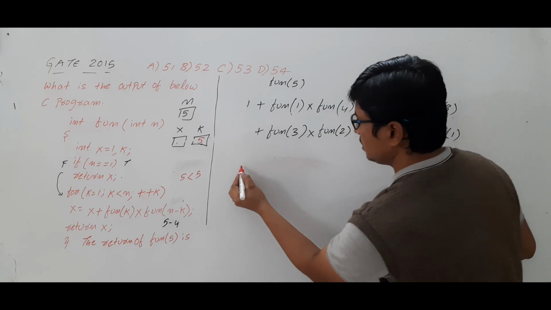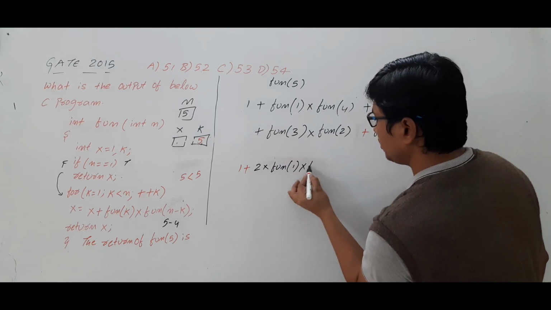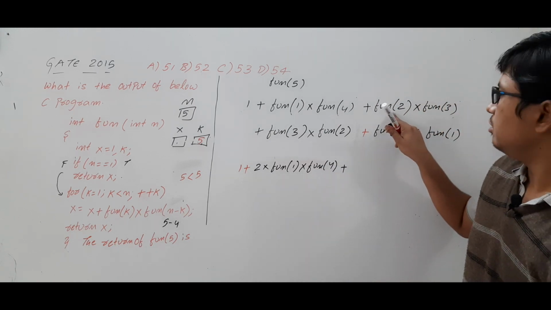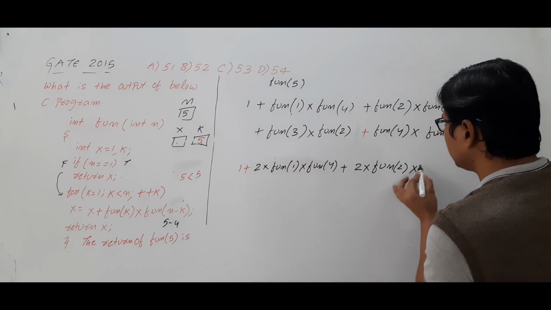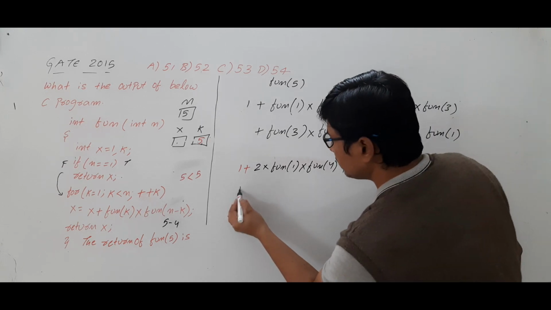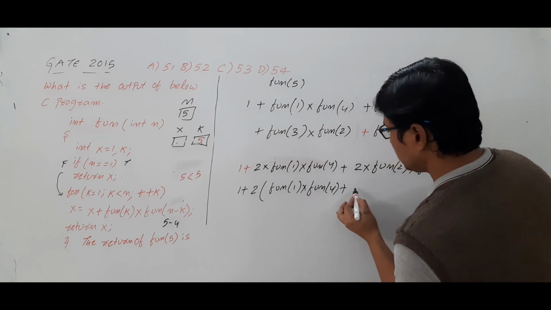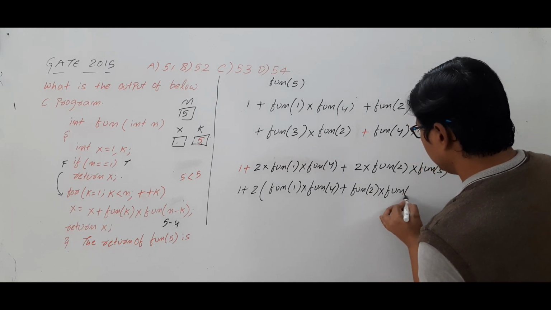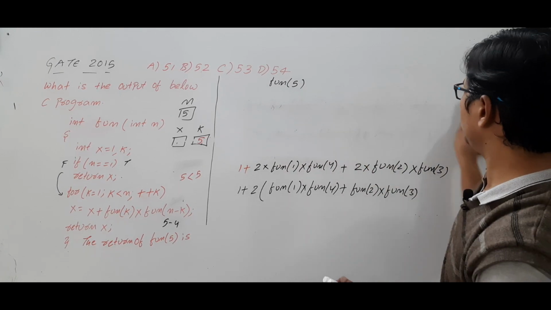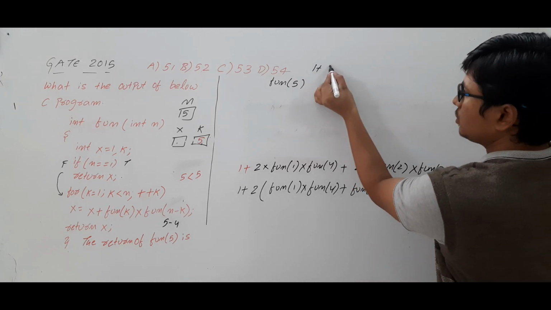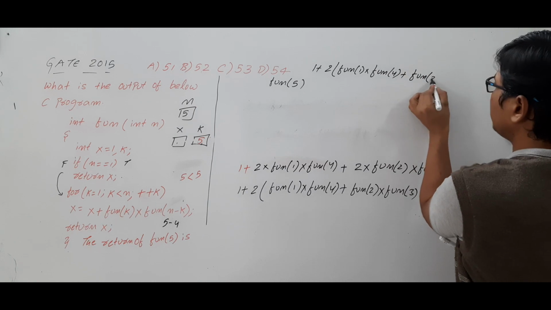So I can consider this one as 1 plus 2 into fun 1 into fun 4, plus again, if you look here, fun 2 into fun 3, fun 3 into fun 2. So again they are same, so we can write it as 2 into fun 2 into fun 3. Let me write it. If I take the 2 common, it will be 1 plus 2 into fun1 into fun4 plus fun2 into fun3. This is the expression we have got. Let me erase this and write this value, and we will compute it. So we got 1 plus 2 into fun1 into fun4 plus fun2 into fun3, whole braces.